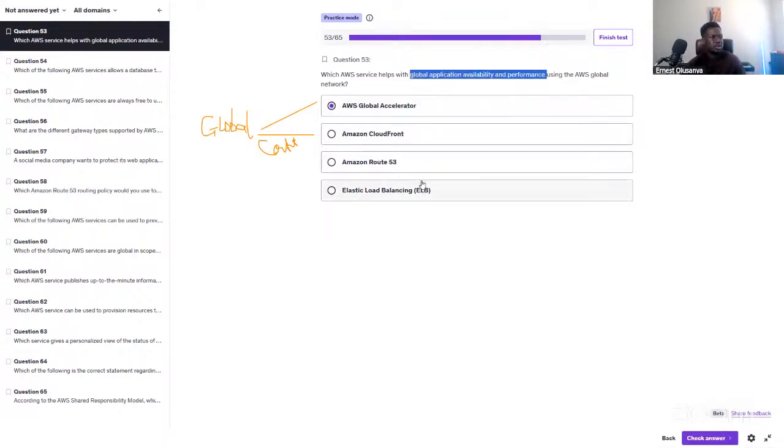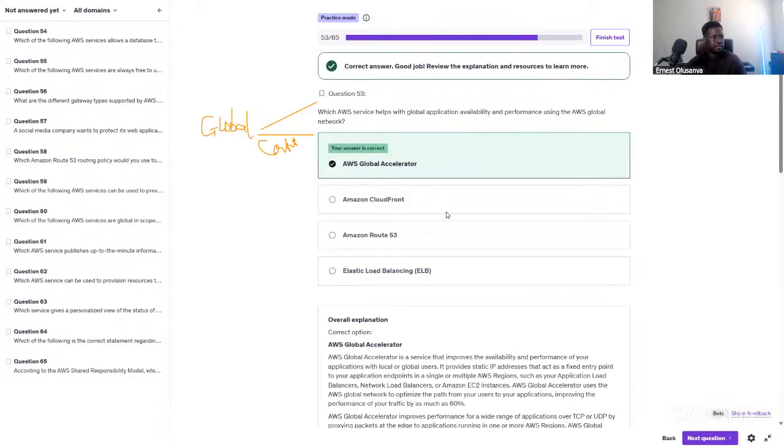Why didn't we choose the other ones? Sorry, because Route 53 is just DNS and routing protocols. It has nothing to do with this. And then Elastic Load Balancer is with EC2s and it's not specific to availability and performance. So the correct answer here is Global Accelerator.